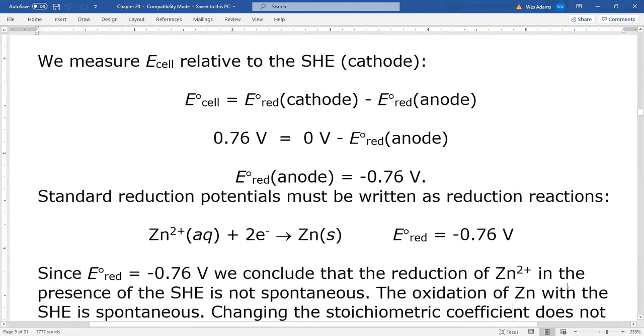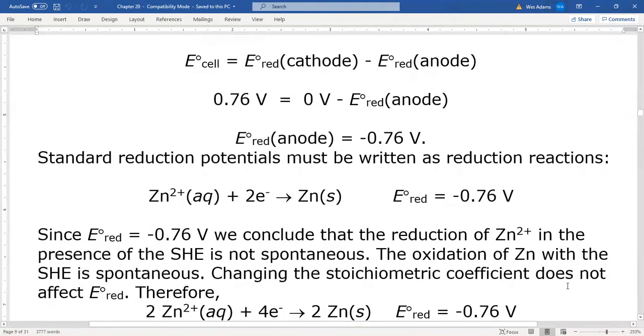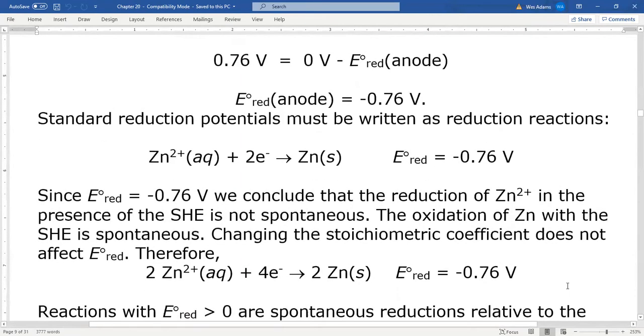So since the E standard reduction is negative 0.76 volts, we can conclude that the reduction of zinc 2 plus with the standard hydrogen electrode is not spontaneous, but the oxidation of zinc with the standard hydrogen electrode is spontaneous. And stoichiometry doesn't affect it. If I said 2 zinc 2 plus plus 4 electrons goes to 2 zinc metals, the reduction potential is the same. Yes, more electrons are transferred, but remember, voltage is the tendency for electrons to go from one place to another, not how many.